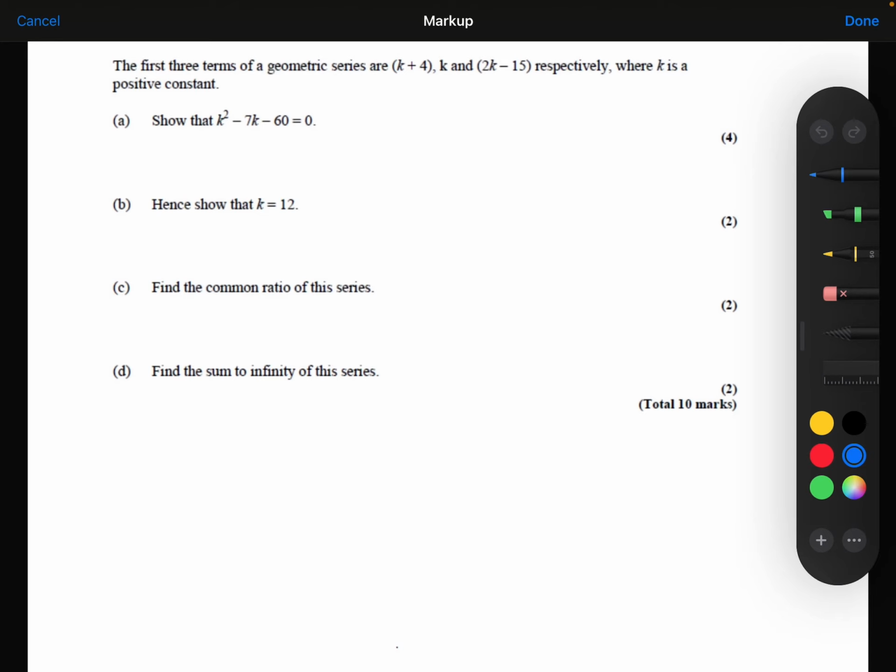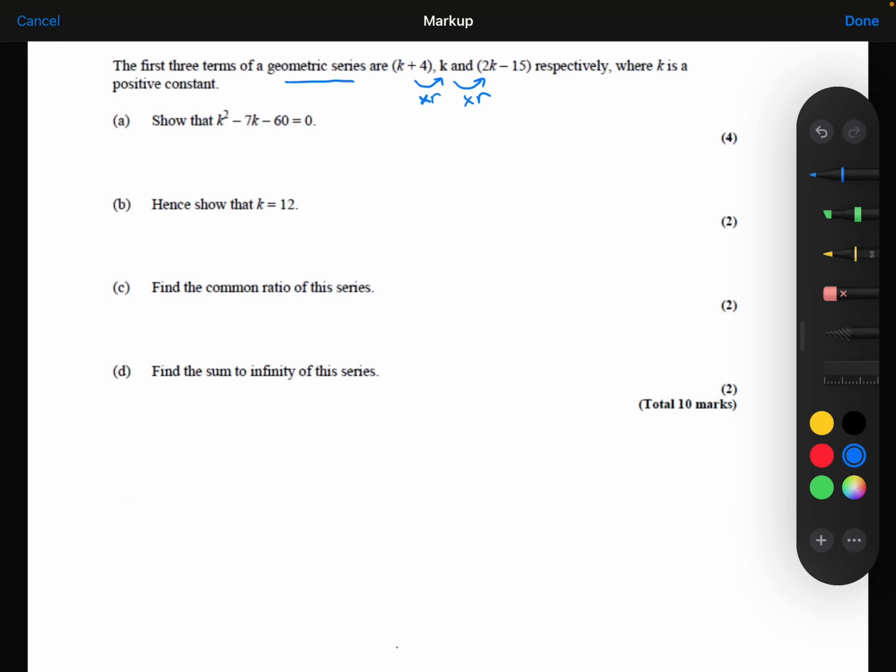So a geometric series has a common ratio. That means when I multiply the first term to get the second term, I'm going to do the same thing: I'm going to multiply the second term by the same number to get the third term. So we're constantly multiplying by the same number.